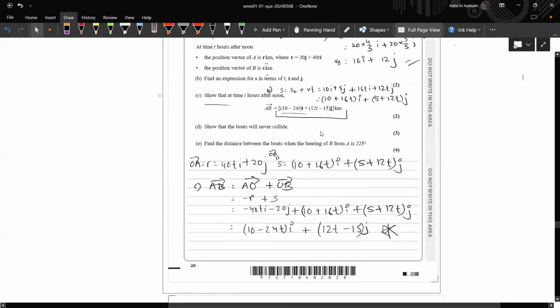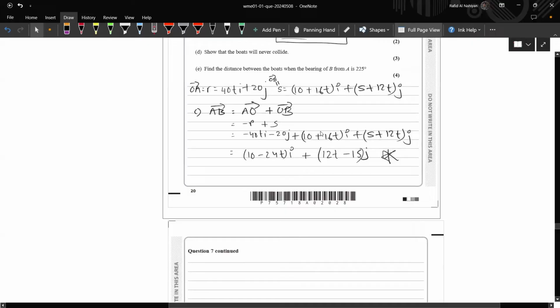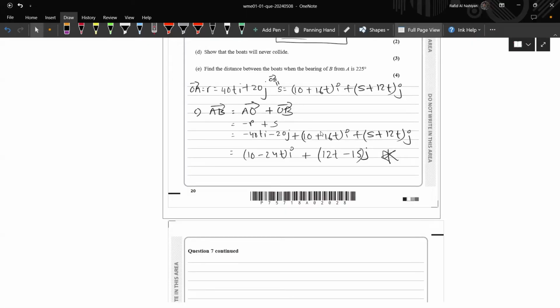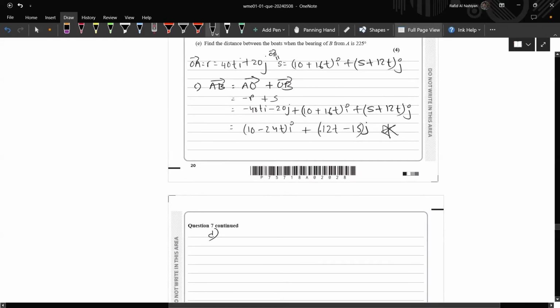Okay, so if they never collide. Let me first find out what happens if they collide. Or maybe I think I know what to do. And I hope I did this in the exam as well.